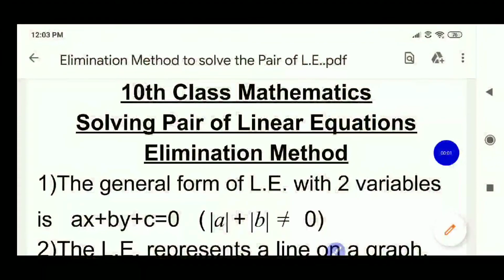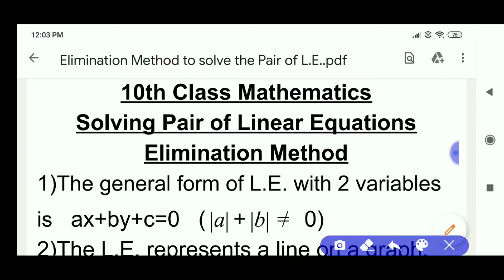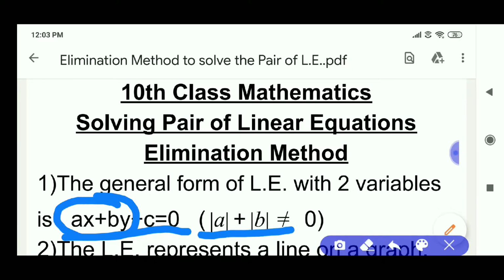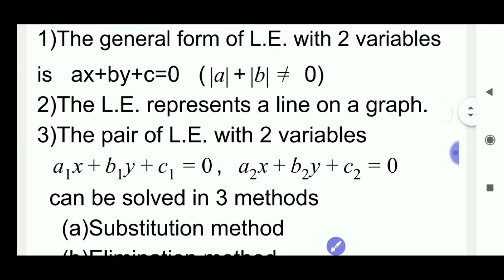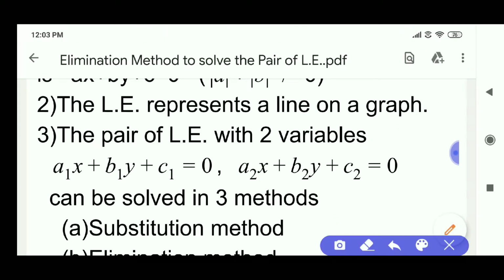Dear 10th class students, by watching this video, you can solve a pair of linear equations using the elimination method. The general form of a linear equation in two variables is ax + by + c = 0. Both a and b should not be equal to 0. This condition is denoted mathematically as |a| + |b| ≠ 0. And we know that a linear equation represents a line on a graph.